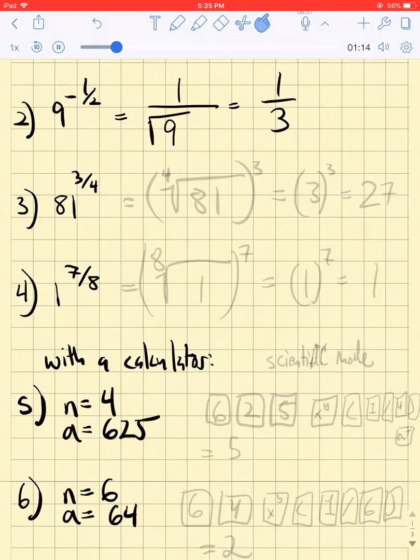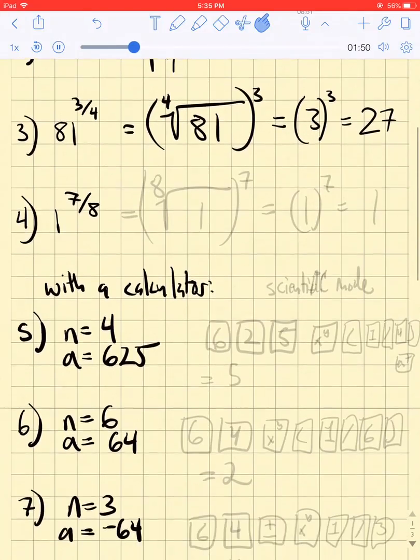As we keep moving along, we have 81 to the 3/4. Well, 81 to the 3/4 can be rewritten as the 4th root of 81, and then once we do that, we raise it to the 3rd. The 4th root of 81, we're looking for a number that when we multiply it by itself 4 times, we get 81. That number ends up being 3. But remember that we still have the 3rd power after we evaluate that 4th root. And so we now have 3 to the 3rd, which is equal to 27.